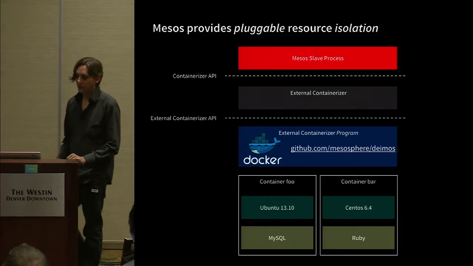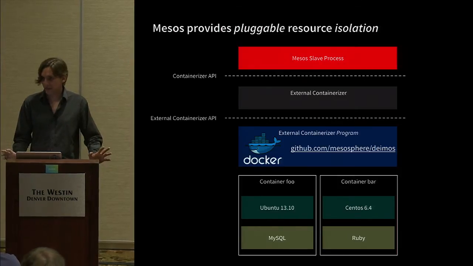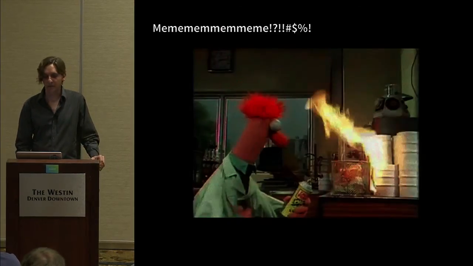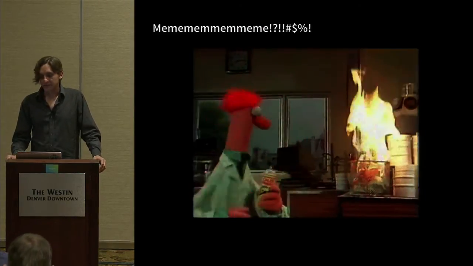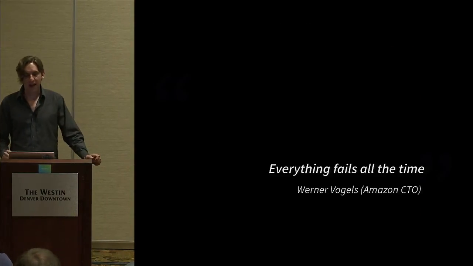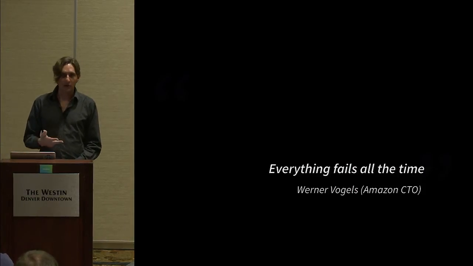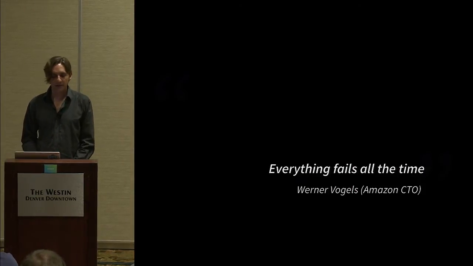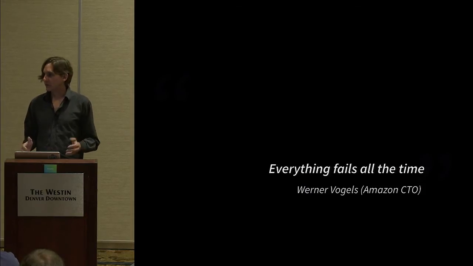Great. So we've got a system with multitasking, resource sharing, and isolation. And that's all well and good until something catches on fire. Beaker knows that everything fails, and so did my boss at Amazon. One of our mantras at Amazon was, everything fails all the time. Machines die or become unreachable due to hardware, OS, or network failures. The different processes within Mesos could die due to bugs or other unpredictable events. Or maybe the machine or process just needs to be restarted for an upgrade. You always have to have a recovery plan.